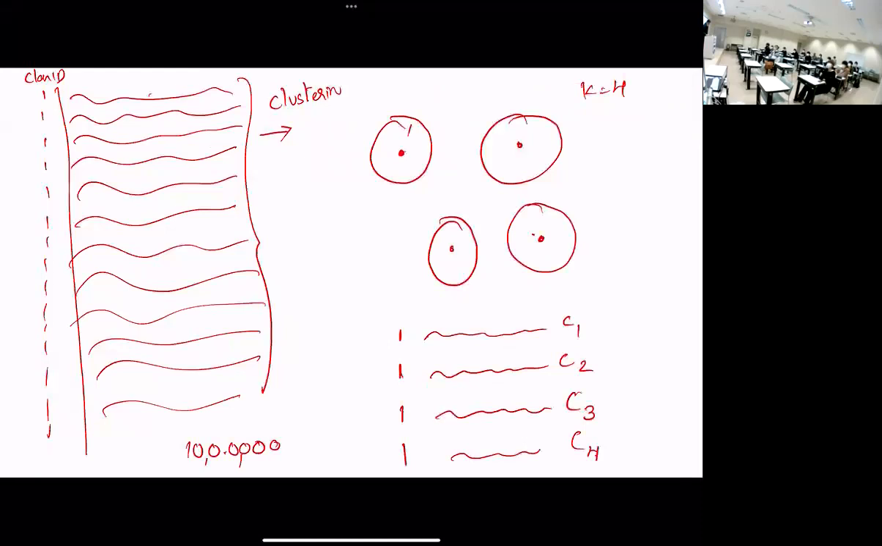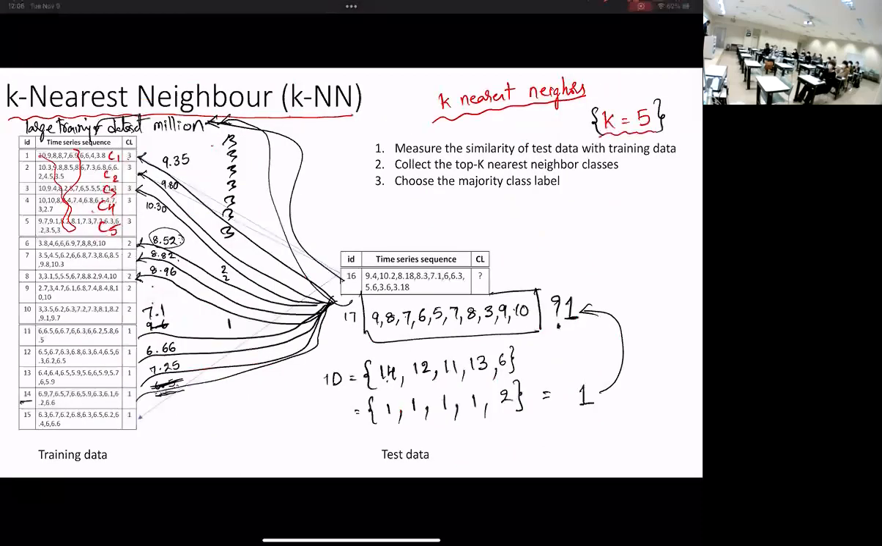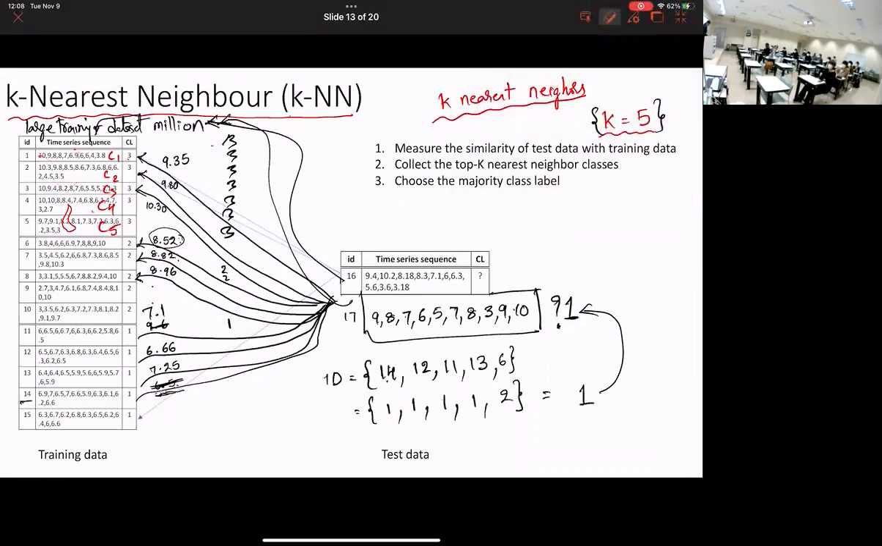What he said is that may not be right, because at each timestamp, a class can take a range of values. Understood? If you see here, at timestamp 1, class 3 is taking 10, 10.3, 10, 10, 9.7. So it is taking a range of values: 9.7, 10, 10, 10.3, 10.9 at timestamp 1.